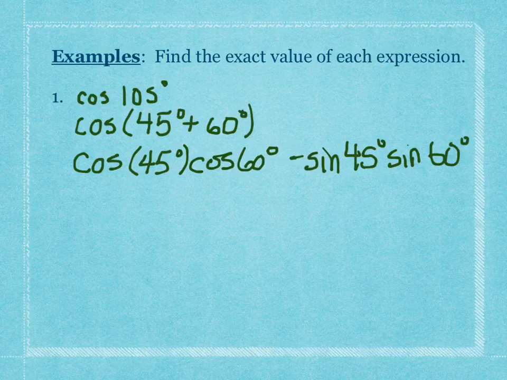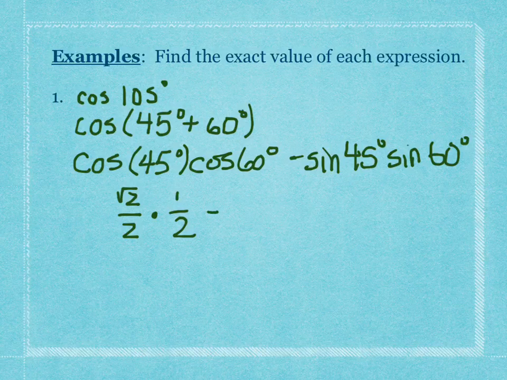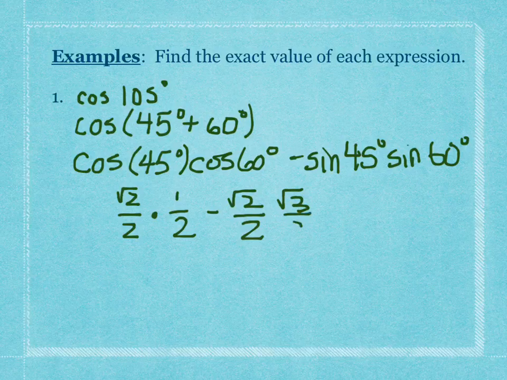Okay? So what is cosine of 45 degrees? Radical 2 over 2. What is the cosine of 60 degrees? 1 over 2. Good job. 1/2. What is the sine of 45 degrees? Square root 2 over 2. And what is the sine of 60 degrees? Square root 3 over 2.